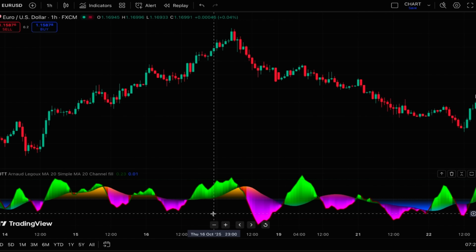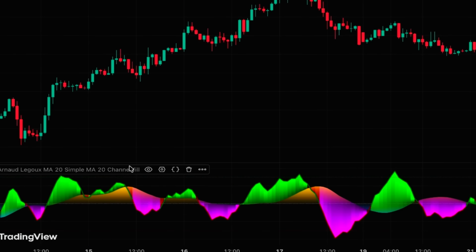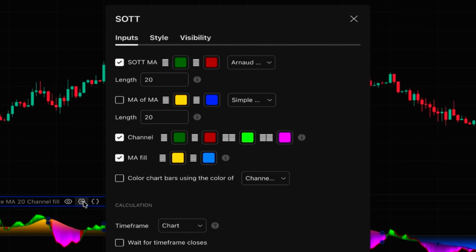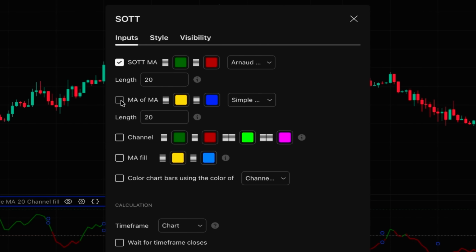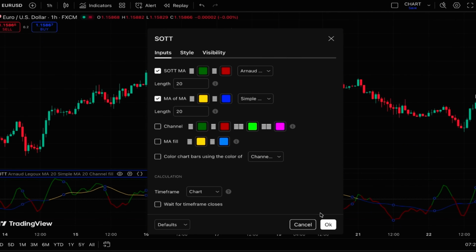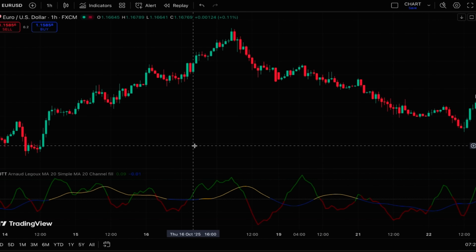Alright, now let me explain the indicator. To better understand the indicator, first we go to the settings of the indicator here, and here we remove the channel and MA fill, and then we turn on MA of MA. Alright, first I explain these two components, and then again I add the colors, and I will explain how you can interpret the color changes.